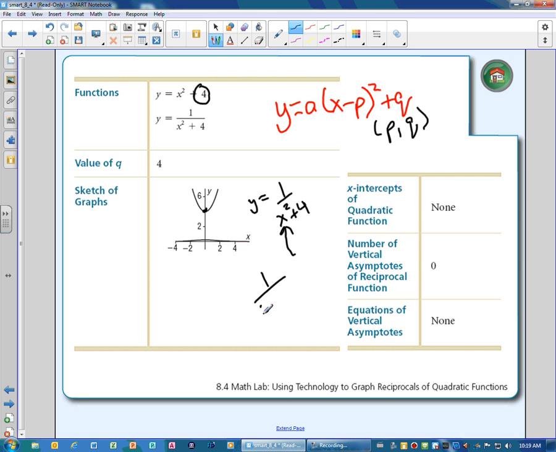Okay? If you plug in 0, you're still going to get 1/4. If you plug in anything positive, like for example a 1, you're just going to get more positive. If you plug in a negative, well, the squared is going to take care of that. So there's nothing that you can plug in on the bottom that will make the bottom 0. Therefore, you have no vertical asymptotes. You've just got that horizontal asymptote right there on your x-axis of 0.